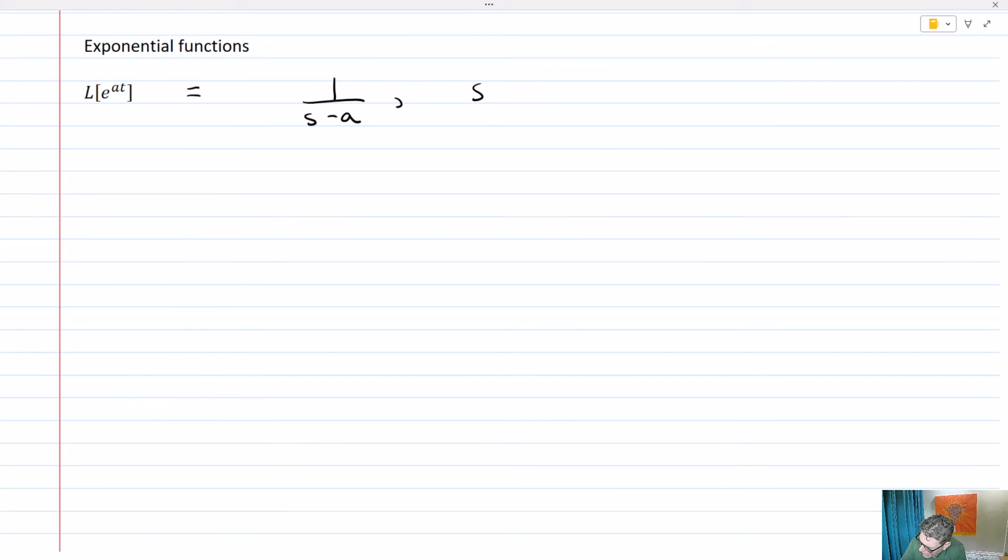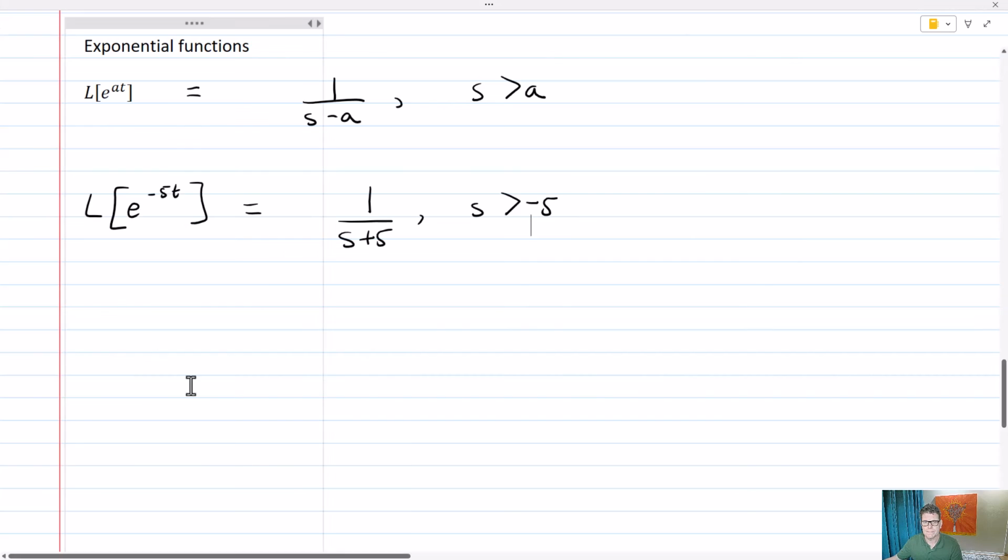And we just need that s is going to have to be greater than a in each and every case. So let's say, for example, I've got the Laplace transform of e to the negative 5t. That's going to end up equaling 1 over s plus 5. And we're going to need that s is going to have to be greater than negative 5. Otherwise, we end up having a divergent improper integral.